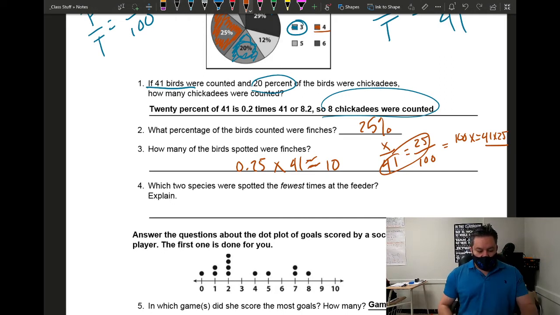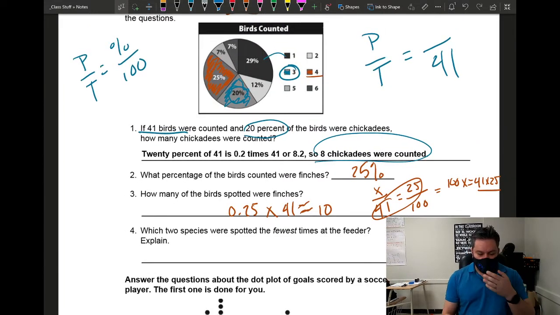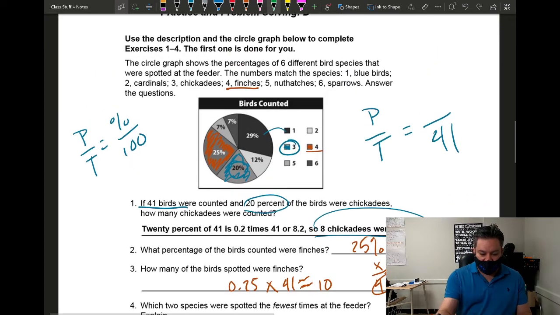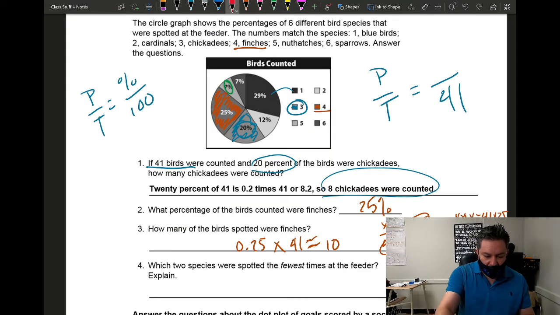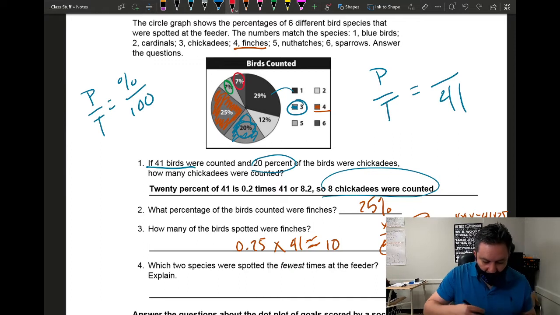Now, number 4 says, which 2 species were spotted the fewest times at the feeder? This is gonna be really easy to find. All you gotta do is look at the circle graph and look for the 2 smaller numbers. In this case, the 2 smaller numbers are gonna be 7, and what else? 7. The 2 sevens.